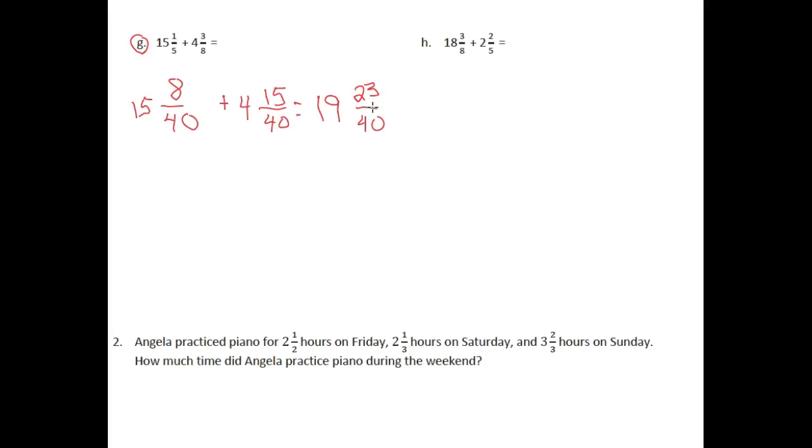Sorry about that. And I know that 23 is smaller than 40. 23 is also a prime number. You can't divide it by anything other than 1. So it is what it is, and that's the answer. We can't simplify it any further than that.